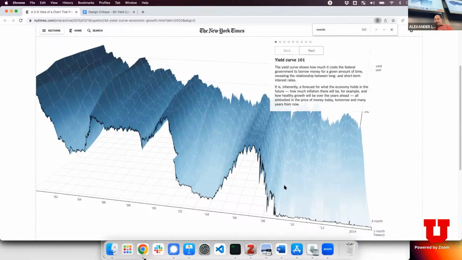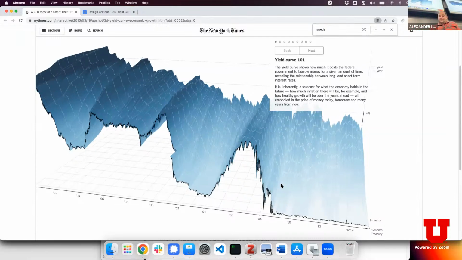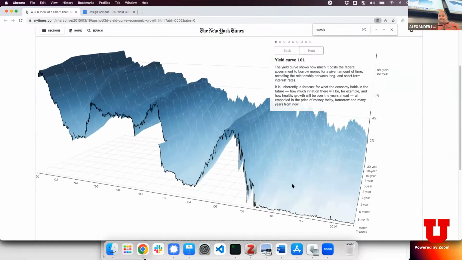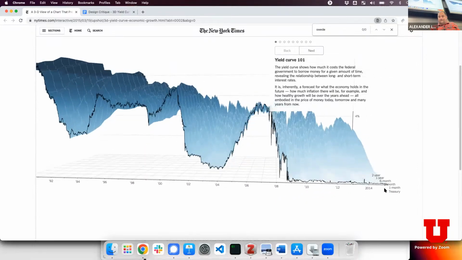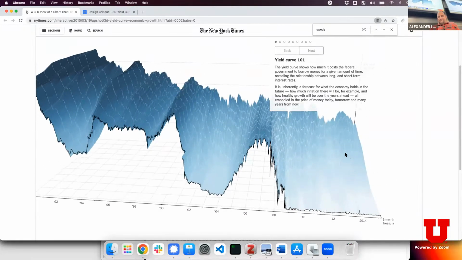Maybe like a comment plus a question. So they've got the different terms for the bonds along the side there. The two extremes, when you look at it from the side, are really easy to compare, but in the middle, all the rest kind of just get obscured. I was wondering if it would be more effective to just plot the 30-year and the 1 month to show that comparison, as opposed to doing all that stuff in the middle.